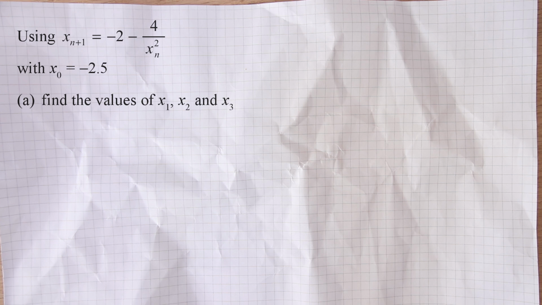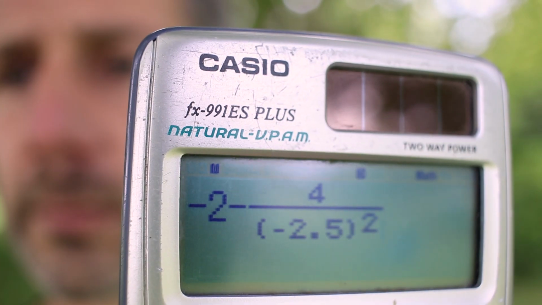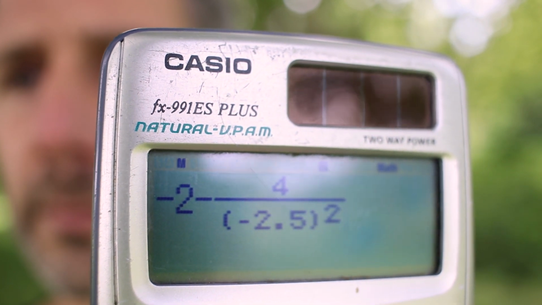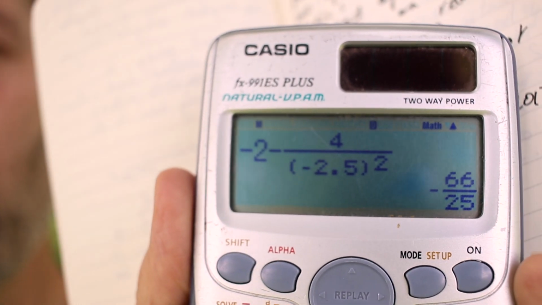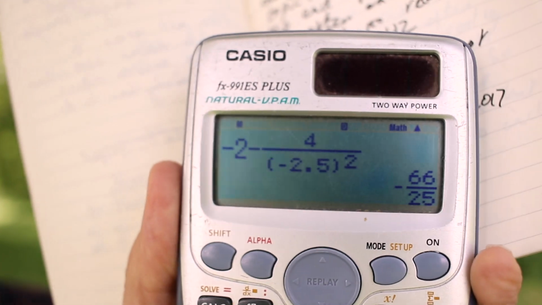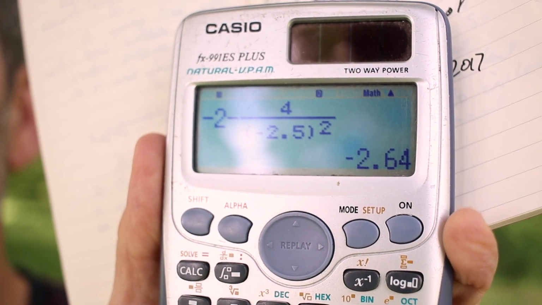So we're just doing this on a calculator. I need to type in negative 2 minus 4 over negative 2.5 squared into the calculator. When you're squaring negative numbers on your calculator, you must put them in brackets. Otherwise your calculator works it out slightly differently to the way you think it will. So you must do that. Then if I hit equals, it gives me the answer there, negative 2.64. So that's the first answer.